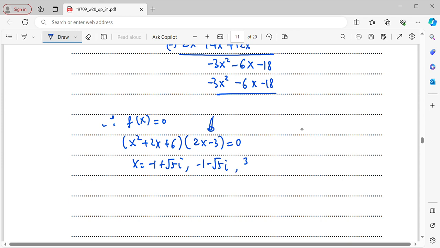0, it will be 3 over 2, which means the other roots will be minus 1 minus square root 5i, and also 3 over 2. So these are the other two roots for this cubic equation.